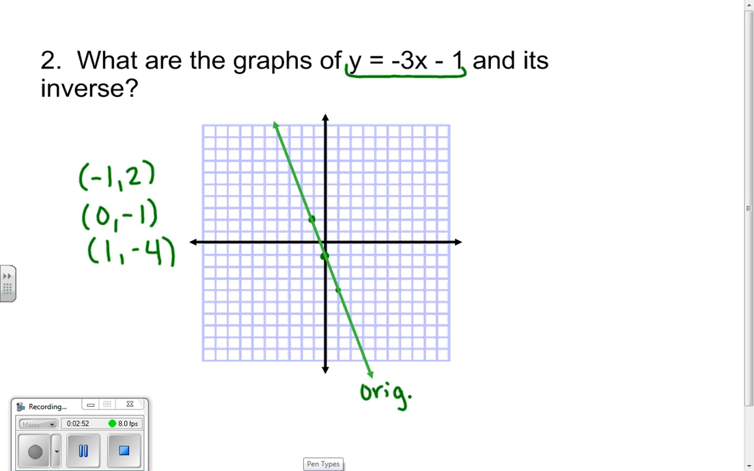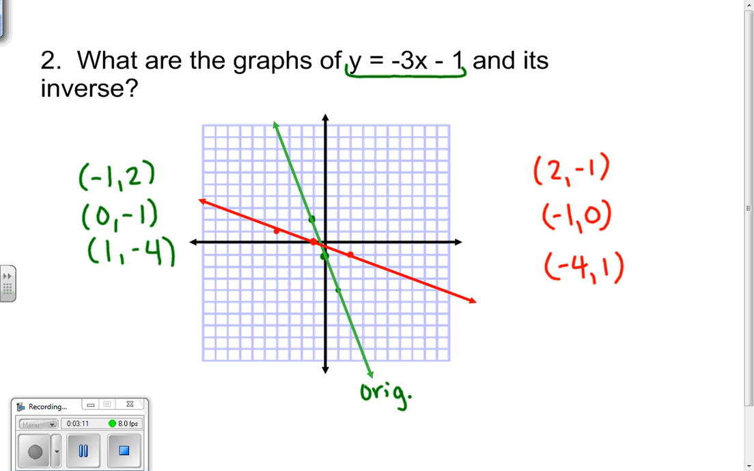So find the inverse, flip those ordered pairs. 2, negative 1, negative 1, 0, negative 4, 1. My inverse graph will look like that. Make sure that you label which one is the original and which one is the inverse. So those create an X as well. It's what you'll be used to when you graph a linear function and its inverse.